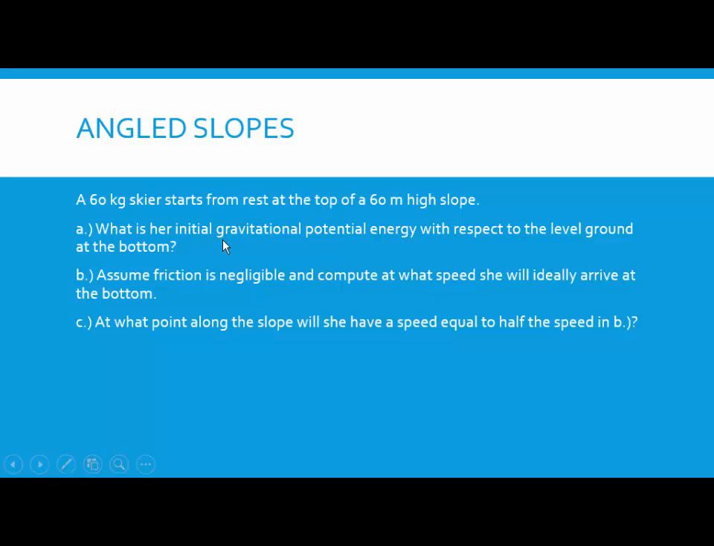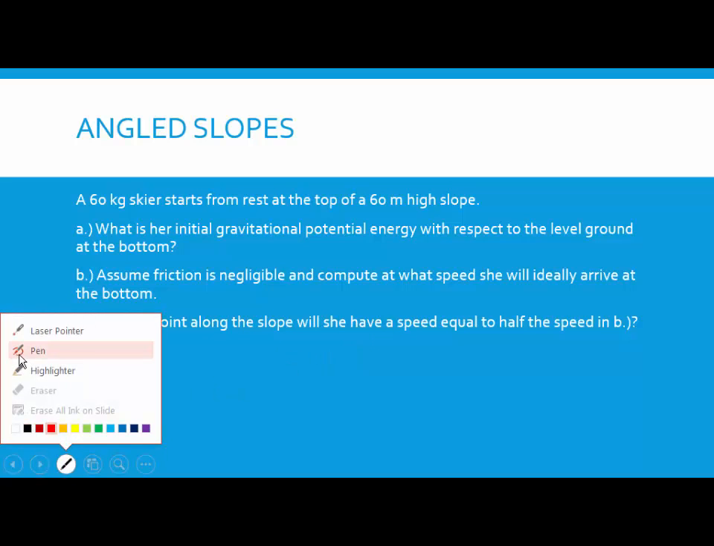A skier starts from rest at the top of a 60-meter high slope. What is her initial gravitational potential energy with respect to the level ground at the bottom? Then find out what speed she's going to arrive at the bottom at. And then a little bit extra on part C: at what point along the slope will she have a speed equal to half of the speed in B?